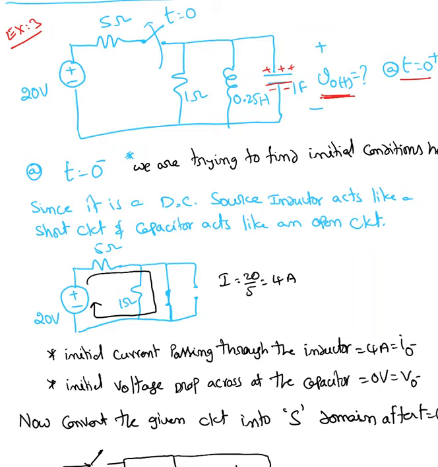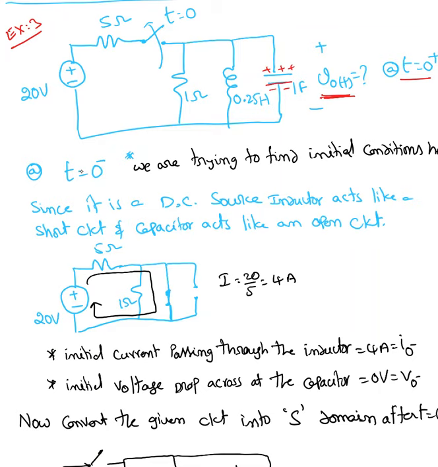Here is example 3. In this example, we want to find the voltage across the capacitor, V0 of t, at t equal to 0 plus. At t equal to 0, we are turning off the switch, so the switch is going to be open. The first thing we need to do in this type of example is find the initial conditions.